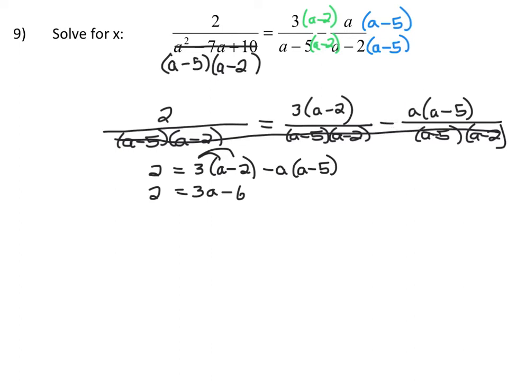All right, so negative a, let me get my pen again. Negative a times a would be negative a squared. And negative a times negative 5 would be positive 5a. All right, so let's just combine our like terms. All right, so we'll have 2 equals. Now on this side of the equation, I'm going to reorder these. I'm going to put my square term first. So I have negative a squared.